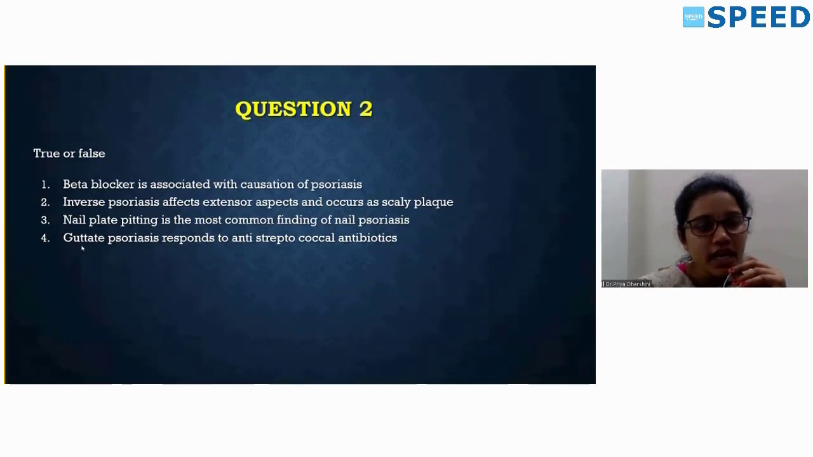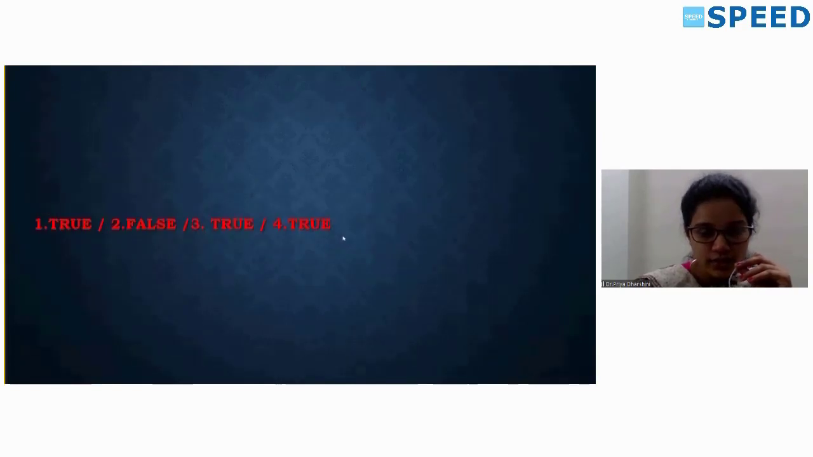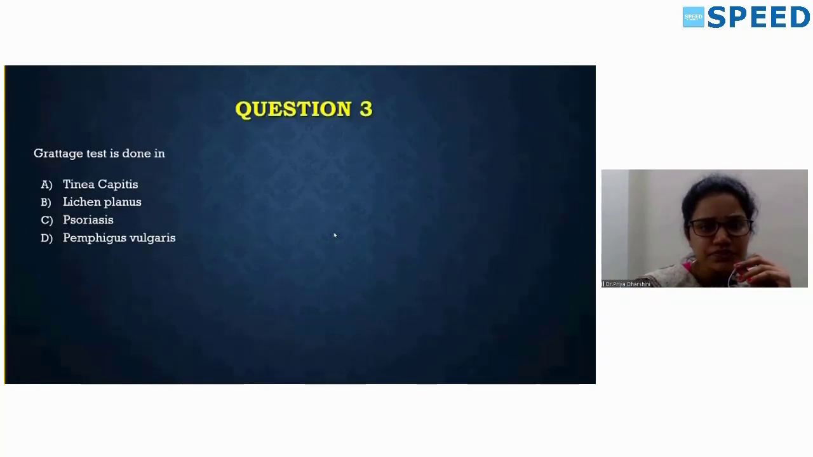And guttate psoriasis responds to anti-streptococcal antibiotics. There are many trigger factors for psoriasis, and infection is one of the trigger factors which triggers psoriasis, and especially this association is very strong in case of guttate type of psoriasis. So in case of guttate psoriasis, if we give anti-streptococcal antibiotics, the patient will respond and the lesion will clear. This is what the statement says. So this is also a true statement.